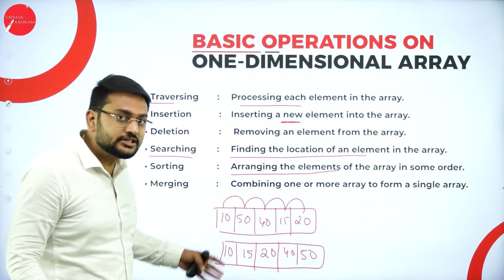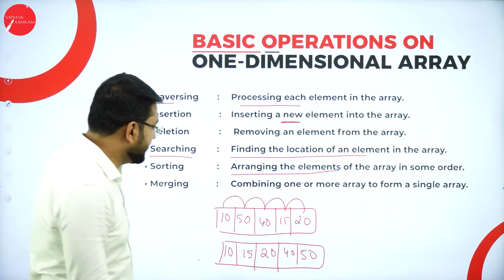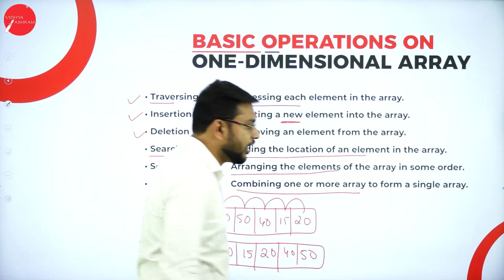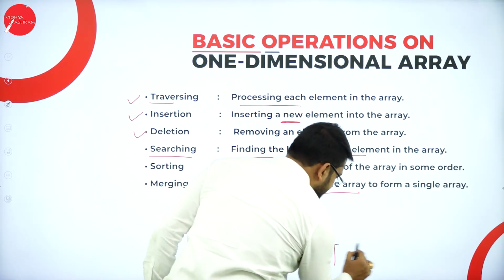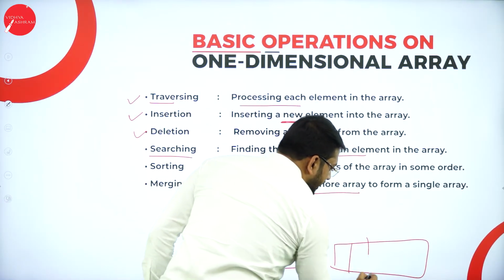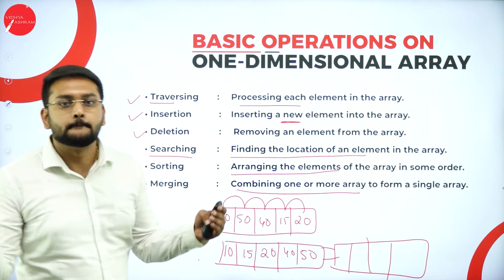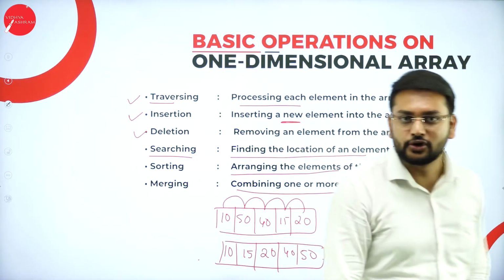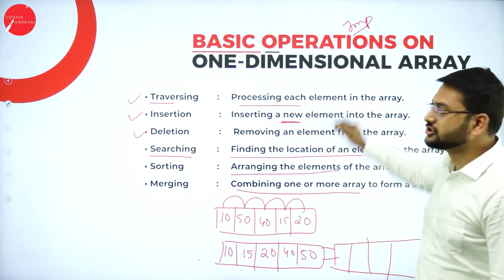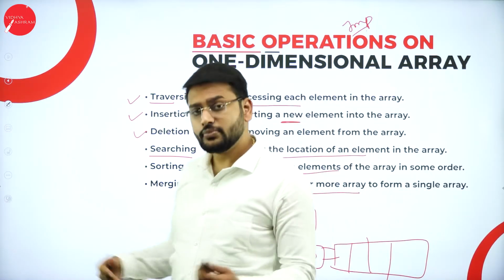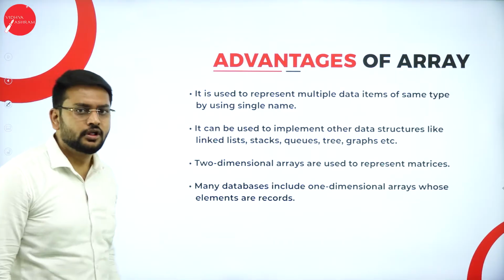Hope you understood. Merging, so please understand what this is. No double meanings: combining one or more arrays to form a single array. Imagine I have two arrays. If you are trying to join two arrays, that process I will call merging. That's what you need to remember. It's going to be a very important question, operations of arrays. Hope you understood, and very simple, right? Going forward to the next one.